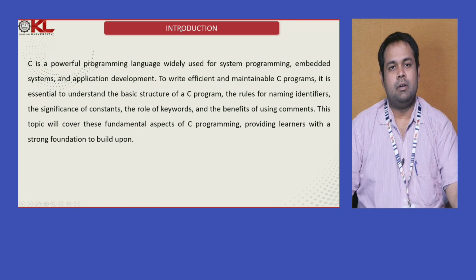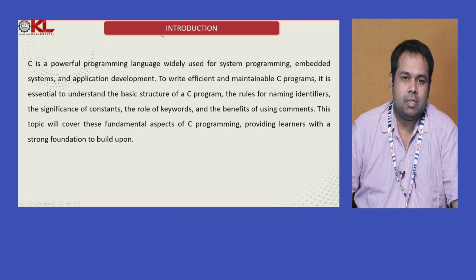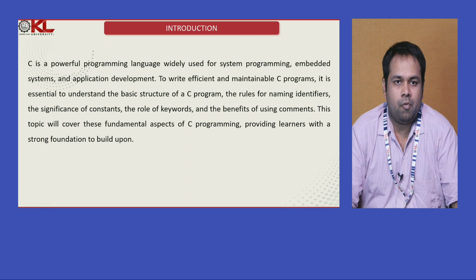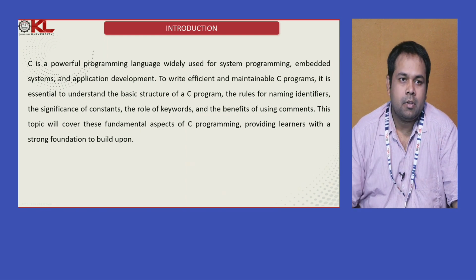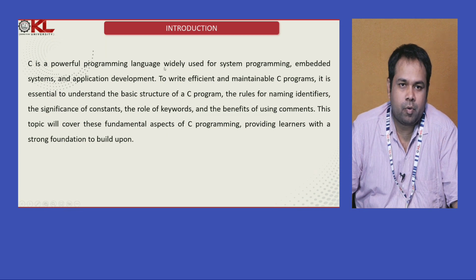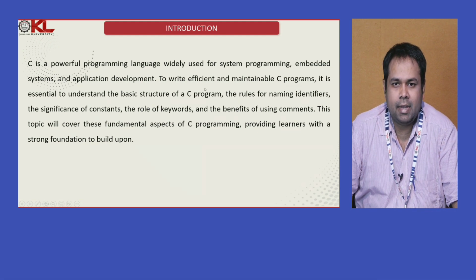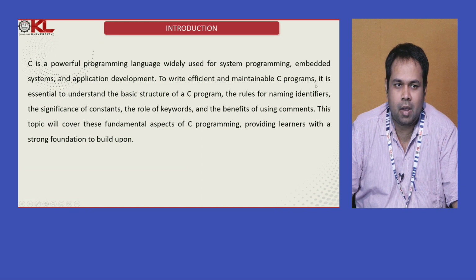Let me just introduce why C language is very essential. I can say C language is very important for all beginners to understand how we communicate with the system, how we give instructions to the system. C is a powerful programming language widely used for system programming, embedded systems and application development. To write efficient and maintainable C programs, it is essential to understand the basic structure.